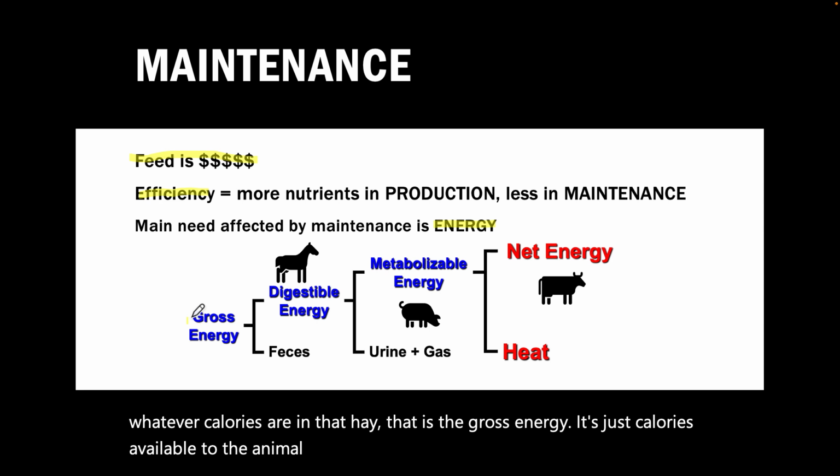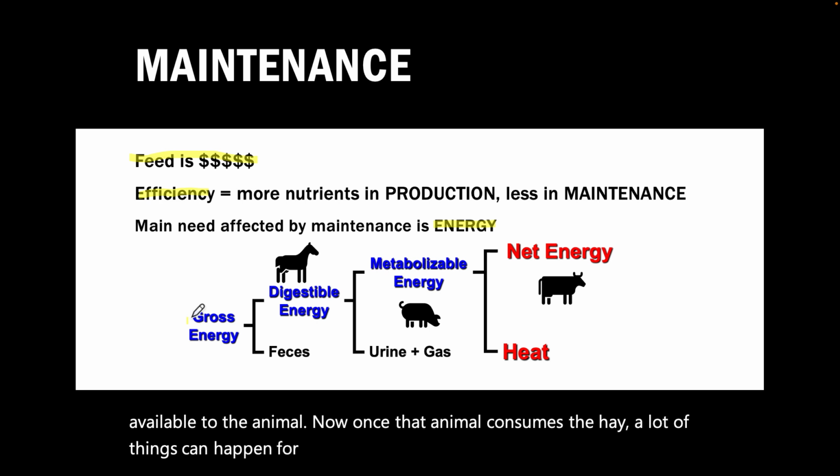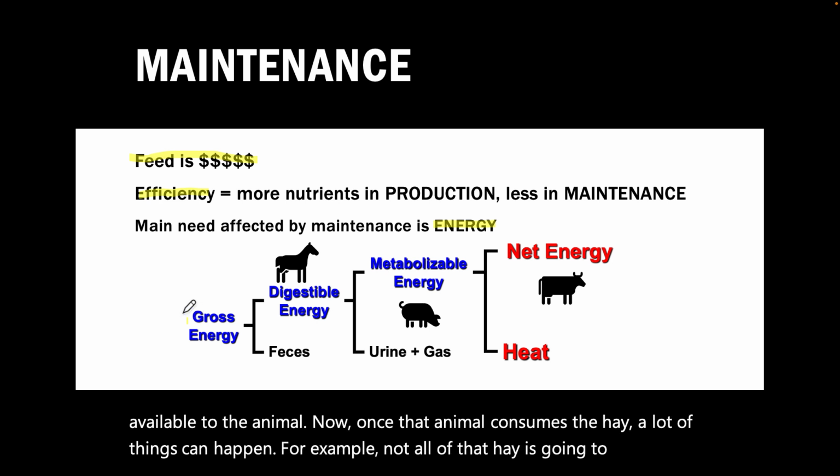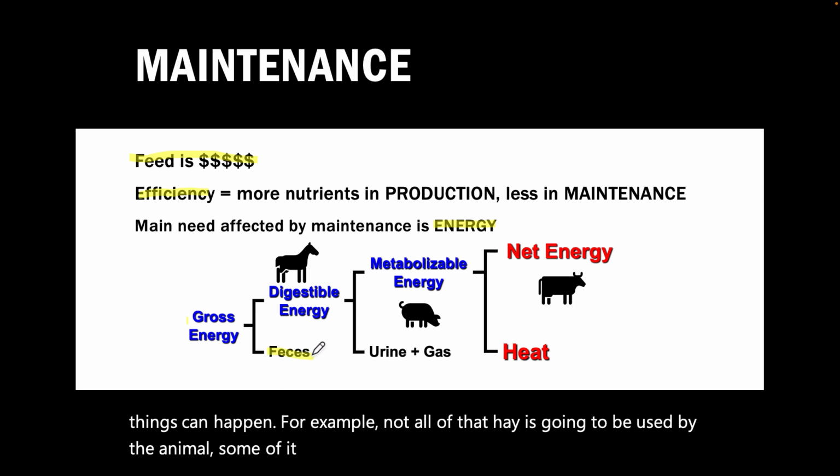Now, once that animal consumes the hay, a lot of things can happen. For example, not all of that hay is going to be used by the animal. Some of it is going to come out in the feces.